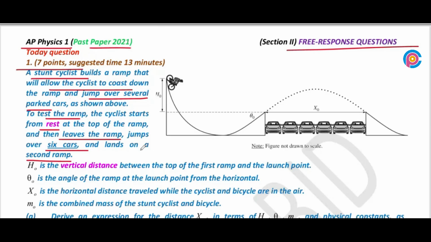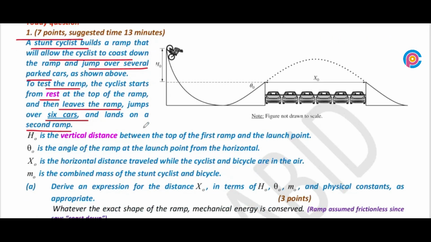Now, h naught is the horizontal distance between the top of the first ramp and the launch point. Here it is indicating h naught. So you can say this one is h naught here, and theta naught is the launching angle, from where the projectile starts, and x naught is the horizontal distance it covers during the projectile motion. m naught is the combined mass of the cyclist and the bicycle.